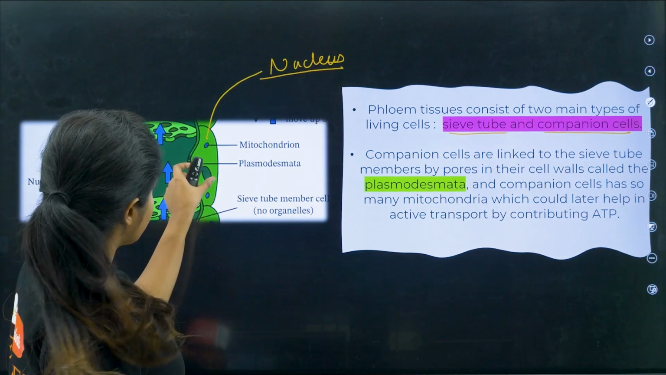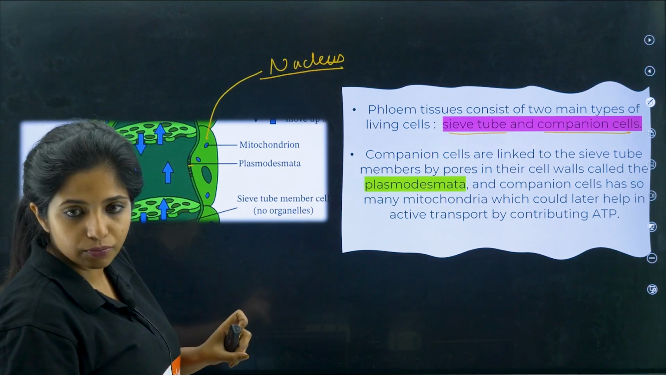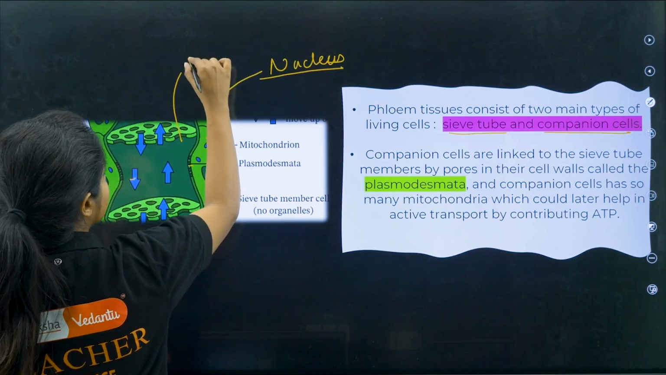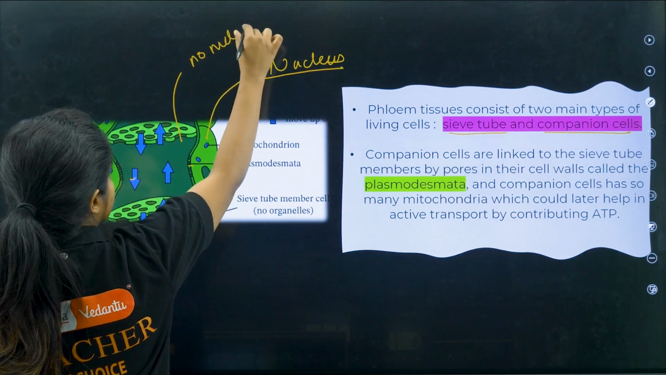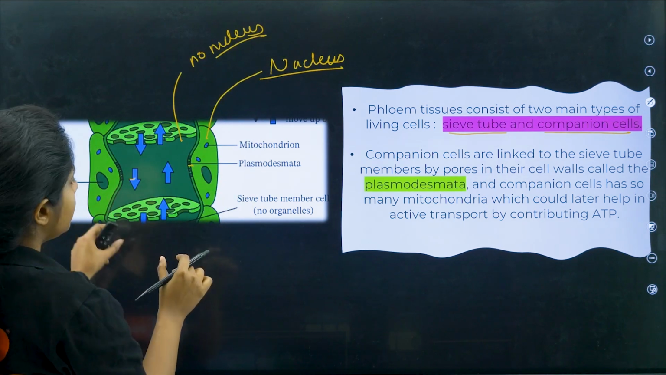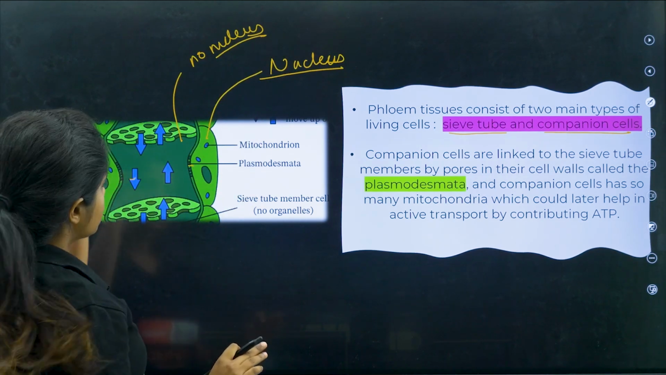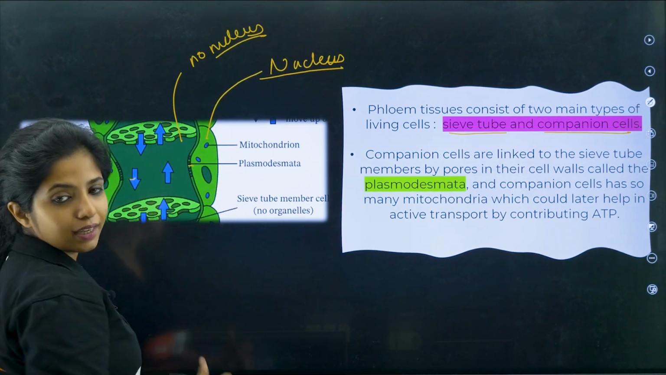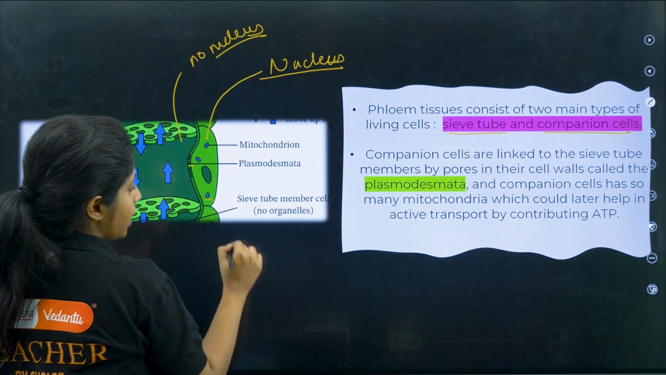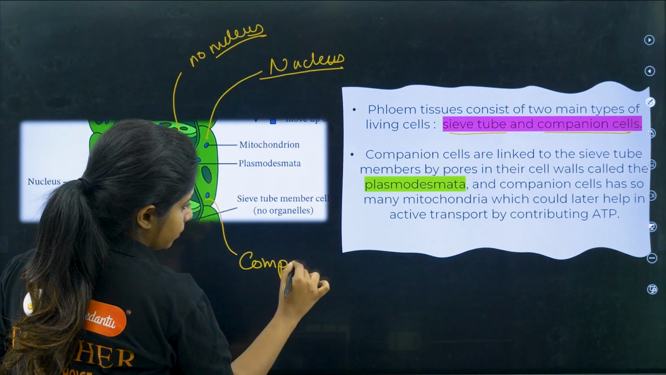Okay, this is the companion cell and this is your sieve tube cell. The sieve tube cell does not have anything, no nucleus. It just has a little amount of cytoplasm here and there, that's all. So basically who provides everything to this guy? It is the companion cell that you have over here.